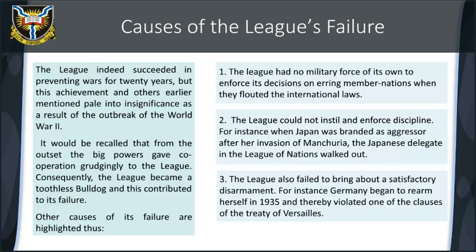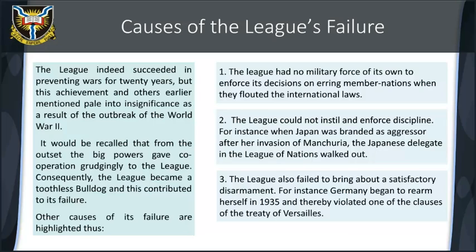Other causes of its failure are highlighted thus. 1. The League had no military force of its own to enforce its decisions on erring member nations when they flouted the international laws.